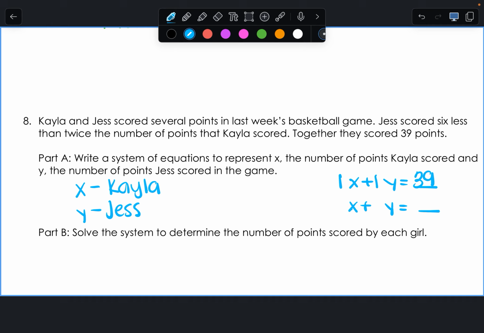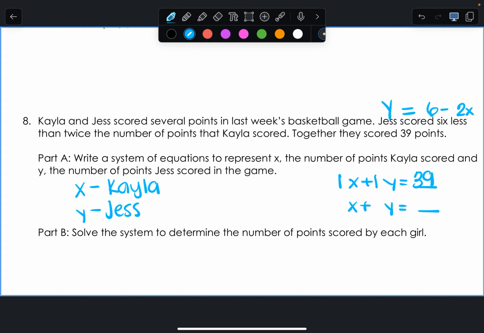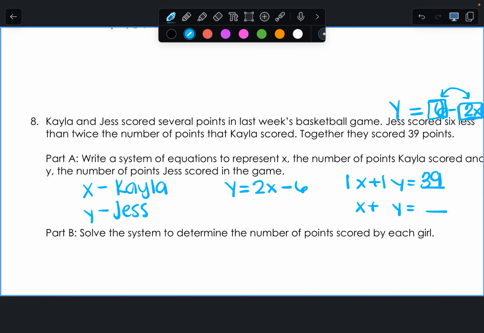The second sentence is the one that we have to translate. Jess scored 6 less than twice the number of points that Kayla. Jess is which variable? Y. So y equals 6 less than, which would be minus, twice the number of Kayla, 2x. Now, we do have a turnaround phrase. When you turn these around, you only turn the numbers, not the minus sign. So 2x goes to the front, 6 goes to the back, becoming y equals 2x minus 6. Okay?